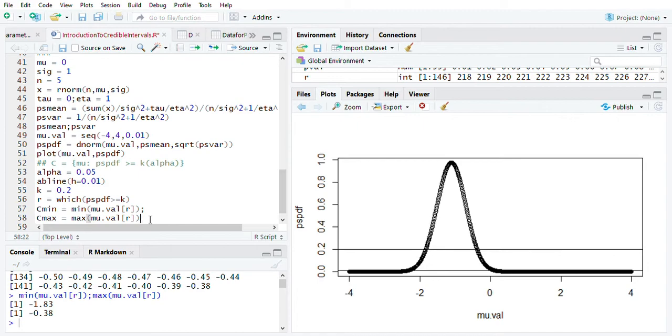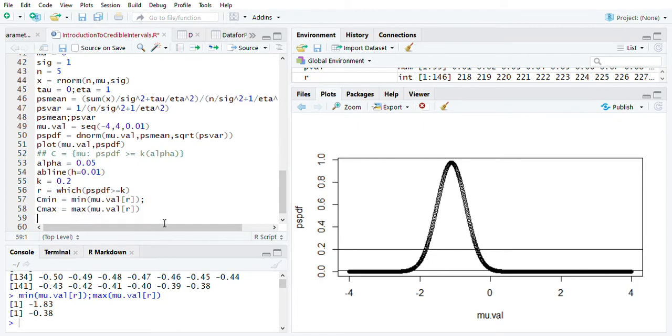Now is it a 95% interval? So how do I know? I have got an interval. I'll check what is the CDF of the posterior distribution at the upper limit and what is the CDF at the lower limit. If the subtraction of the two values gives me 0.95, then I am right. So let us calculate the posterior CDF. The posterior CDF will be simply pnorm at point C max with parameters PS mean and root of PS variance, right? This will give me the CDF.